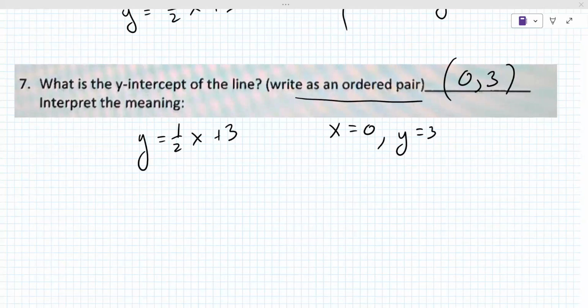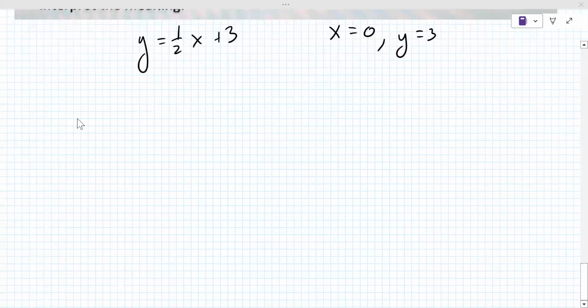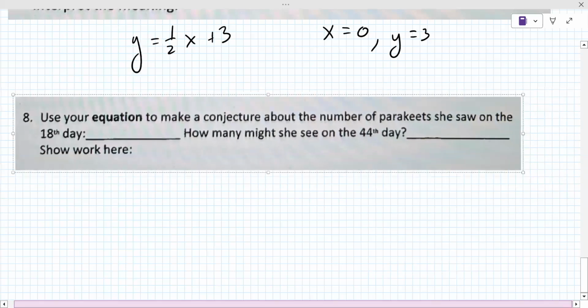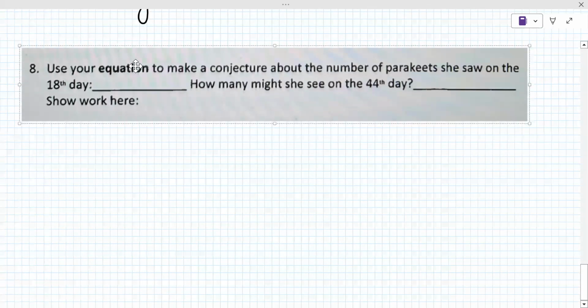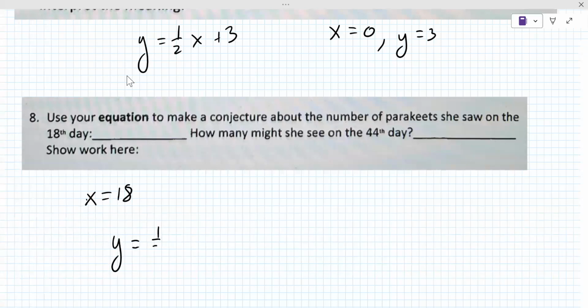All right, got that. All right, so the next problem here, 8, it says to make a conjecture, make a guess. They really are trying to say, use the equation. They say to use the equation to determine how many birds they saw on the 18th day. So on the 18th day, when X is 18, and you have an equation because you just calculated it, you're putting 18 in for X. Put it in. All right, got it. So go ahead and can you do that for us and give the value there, please?